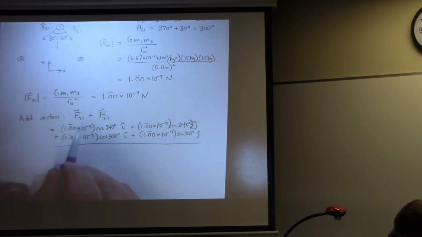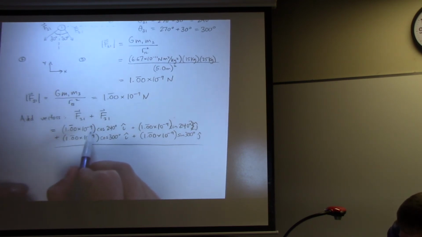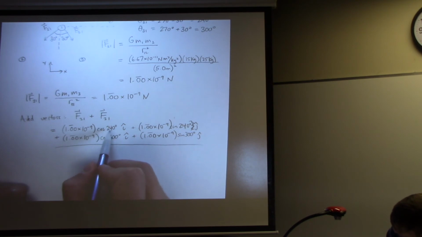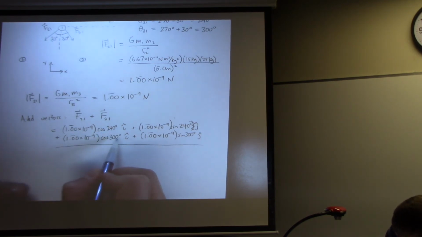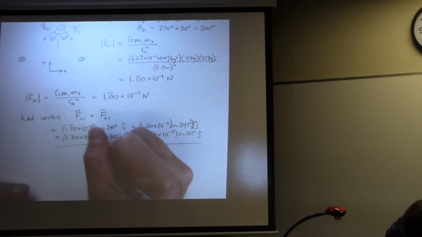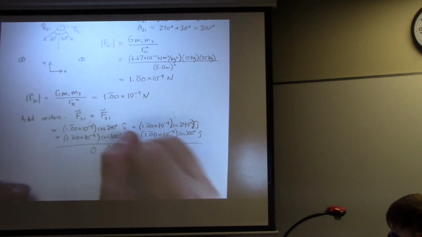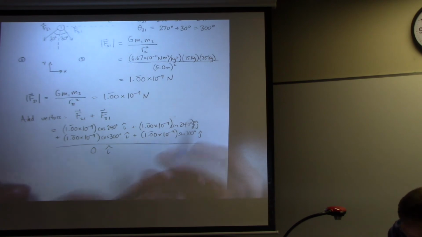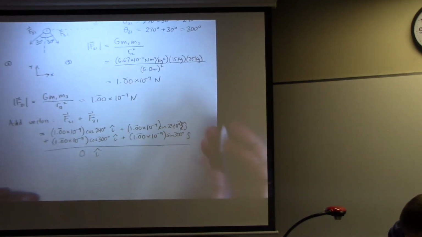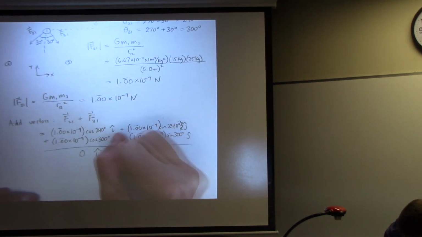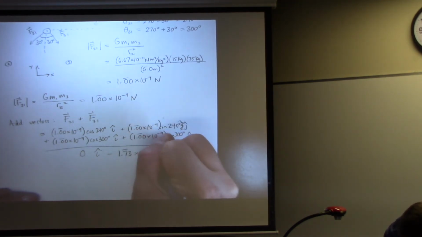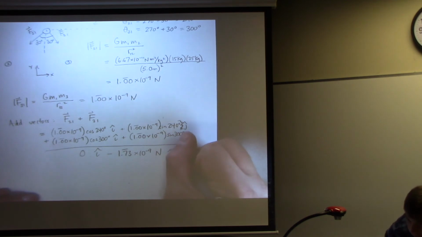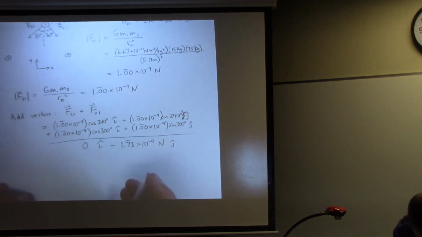Okay, so adding the x components. Type into your calculator 1 × 10^-9 times cosine 240 plus 1 × 10^-9 cosine 300. Just add this. Well, you're going to find it works out to exactly 0. When you do the addition of the y components, like this, what you're going to find is you get minus 1.73 × 10^-9 newtons, and the negative sign is telling you that the force is going down.